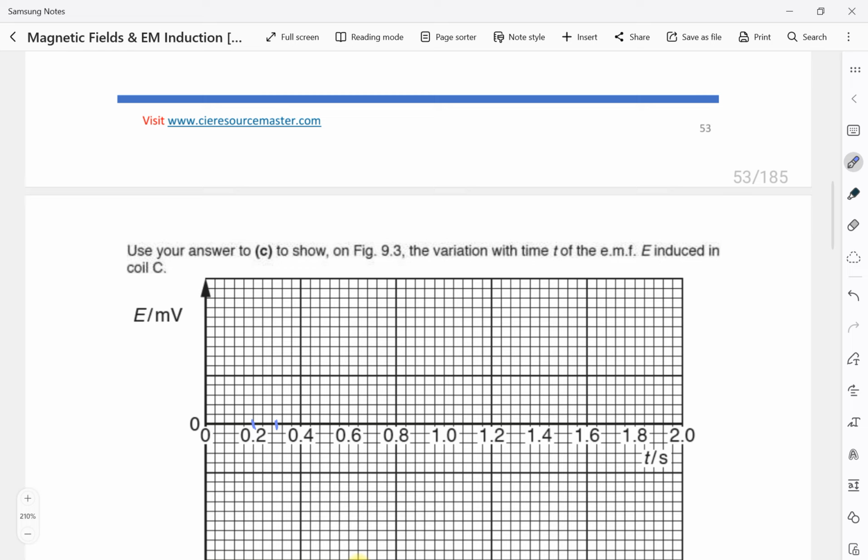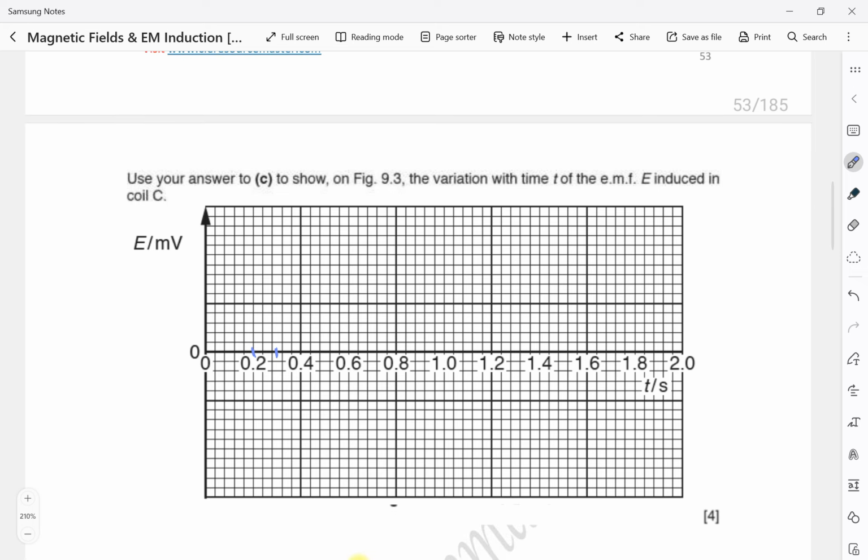The induced EMF is, remember, directly proportional to the rate of change of magnetic flux linkage, which is going to be directly proportional to the gradient of the graph of current against time. So whenever the gradient is 0, it means the rate of change of flux linkage is 0 because the flux linkage is constant. So the induced EMF there is going to be 0.